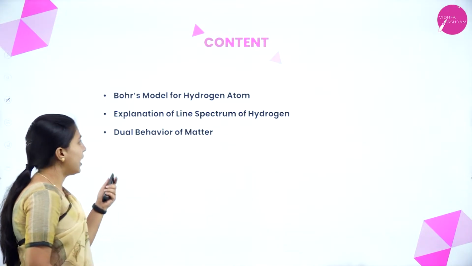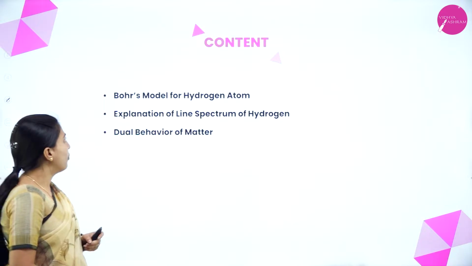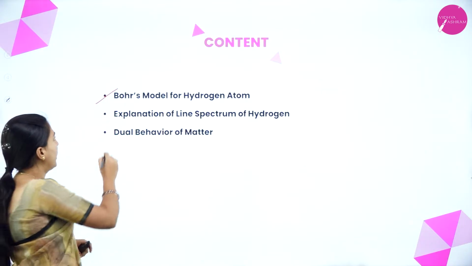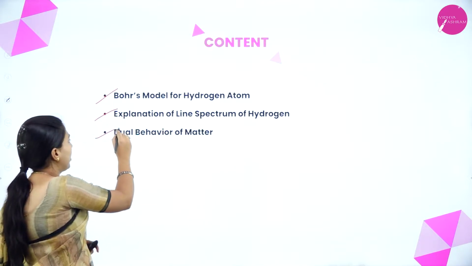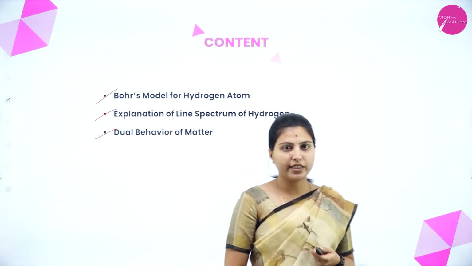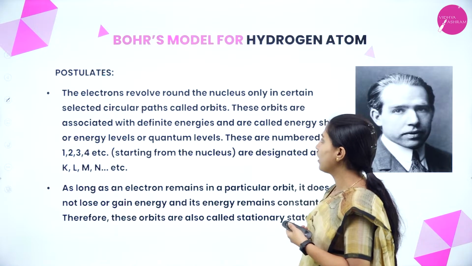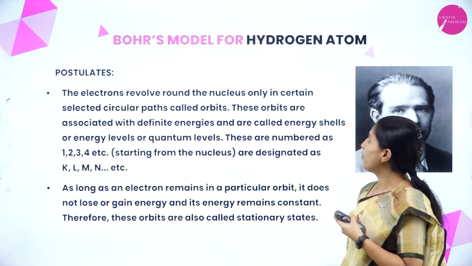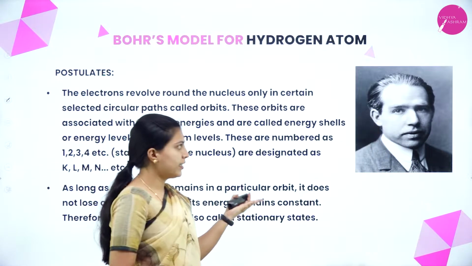Today, we are going to discuss Bohr's model of the hydrogen atom, the explanation of the line spectrum of hydrogen, and the dual behavior of matter. These are the contents we are discussing today, and first we shall explain what Bohr's model for the hydrogen atom is. He is Niels Bohr.